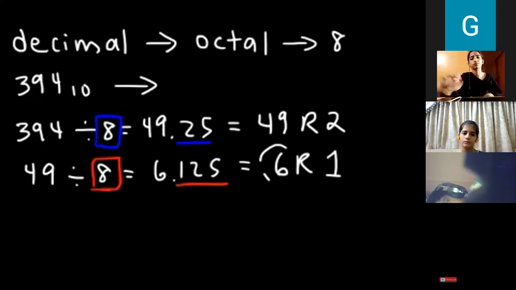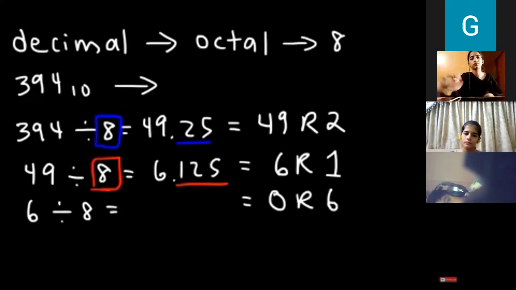Next, take 6 and divide it by 8. Now, because 6 is less than 8, we could say that 8 goes into 6 0 times with a remainder of 6. If you take 6 divided by 8, it's going to give you 0.75. And then if you multiply 0.75 by 8, it's going to give you 6. And so you get a remainder of 6.